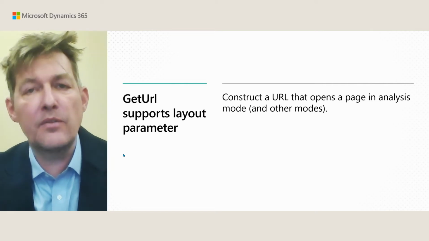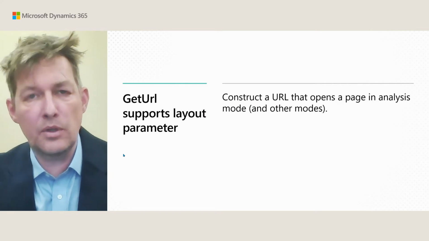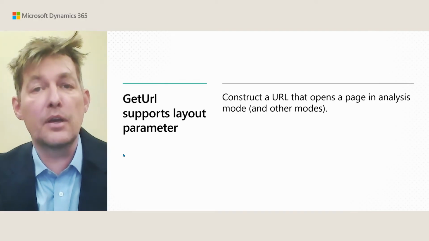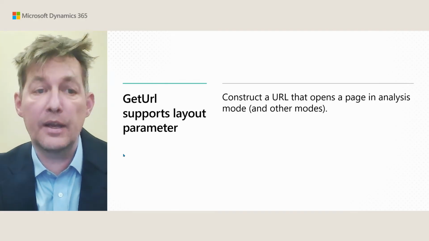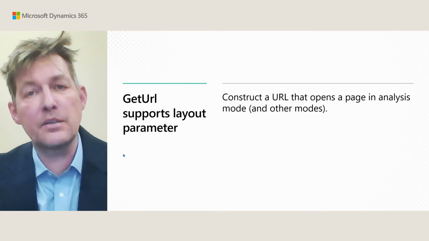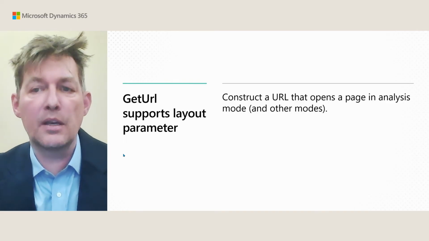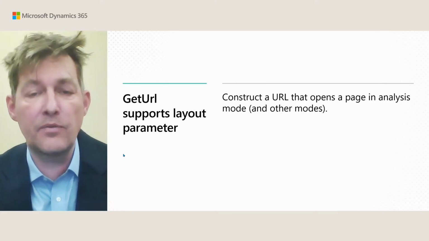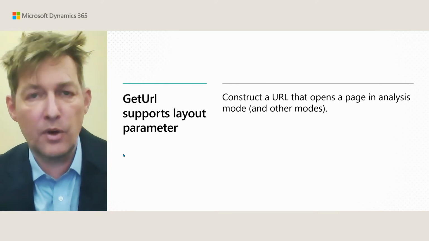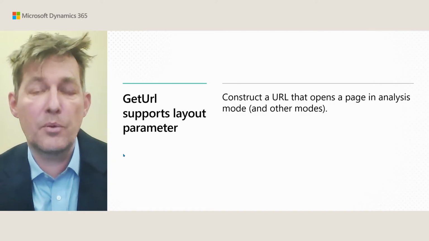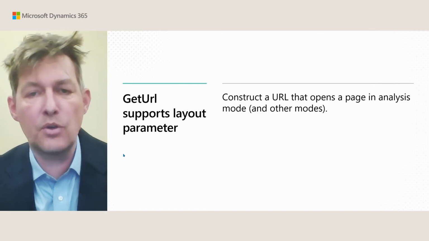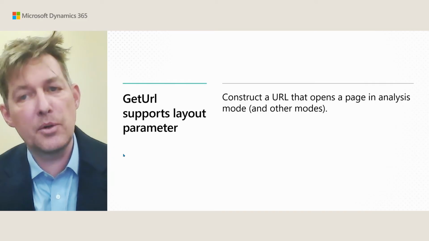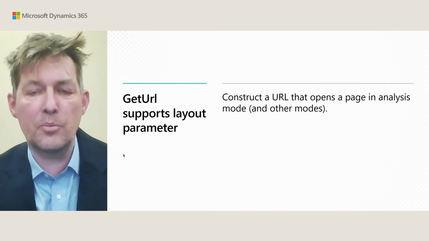In the last release wave, we added support in client URLs to specify a layout parameter in the URL, and this then opens the page in different modes, such as analysis mode. And in this release wave, we follow up with the GetUrl AL function, so with 2 new overloads of that, so that you can use that to construct similar URLs that also use the layout parameter.